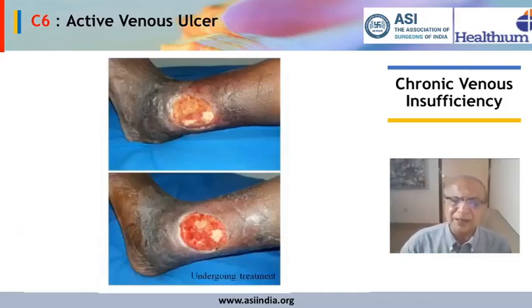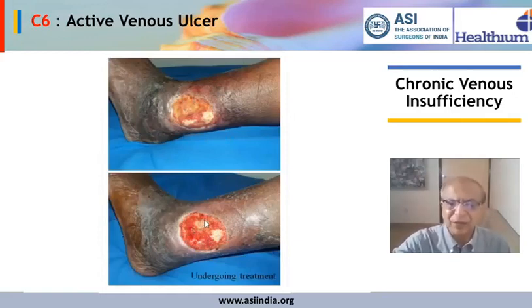Once the venous ulcer doesn't heal, it becomes a non-healing ulcer, and the patient comes to us with dirty granulation tissue, a painful venous ulcer with changes of lipodermosclerosis and pigmentation. It's an active venous ulcer. Here also it is an active venous ulcer.